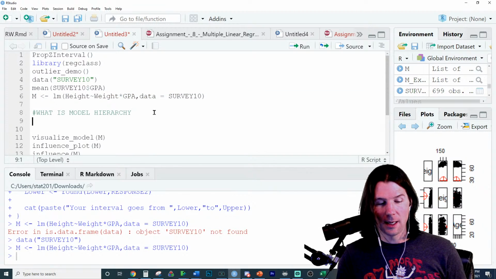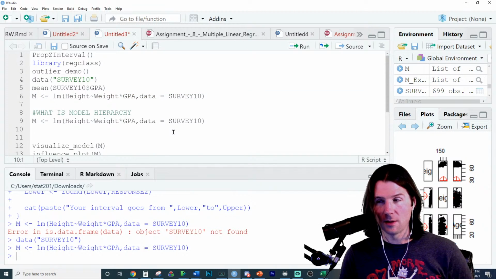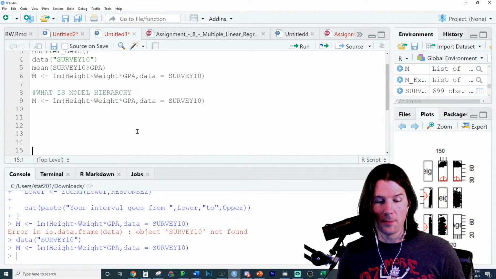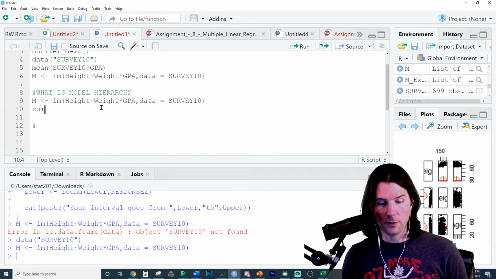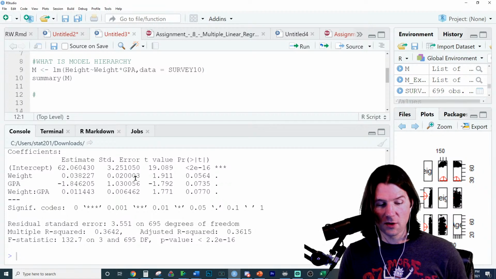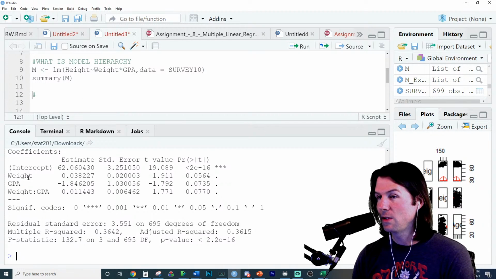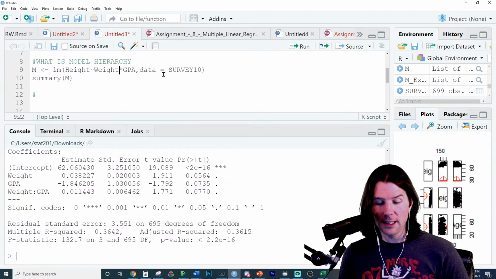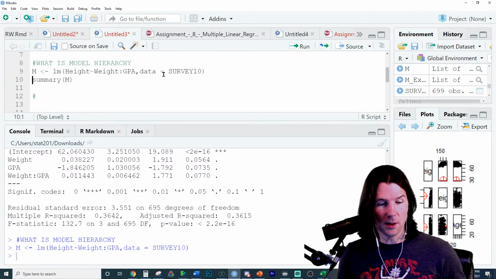Okay, so when we talk about model hierarchy, the best way to think about it is the following. If we have the interaction between two variables, which we see up here, we need to include in the model the two variables themselves. These are sometimes called the main effects or the lower order terms. Do you see here how we have weight and we have GPA? A model that would not carry through model hierarchy would look like the following.